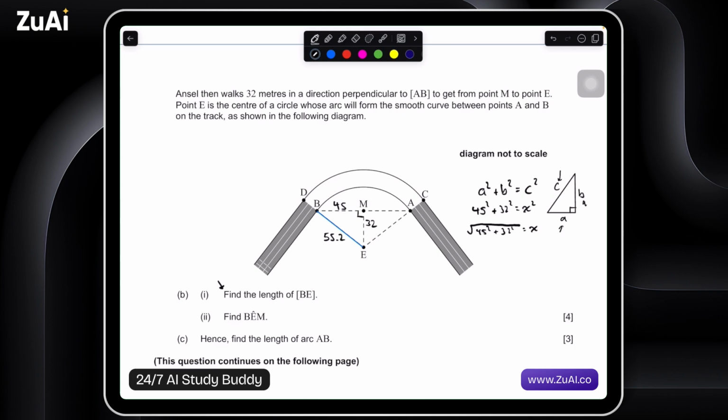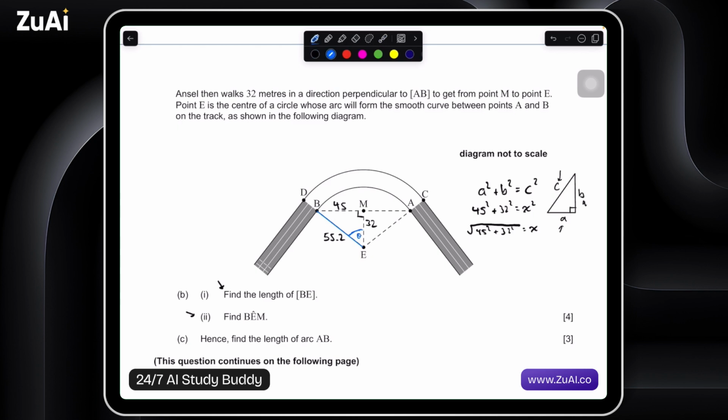The next question, we're asked to find BEM. So what is BEM referring to? We start at B, we go to E, then we go to M. So we're asked to find this angle right here, this theta value.